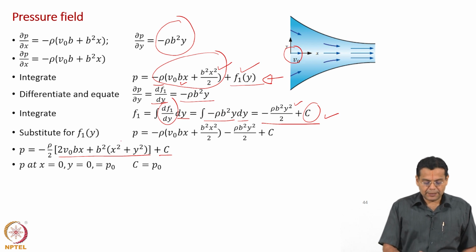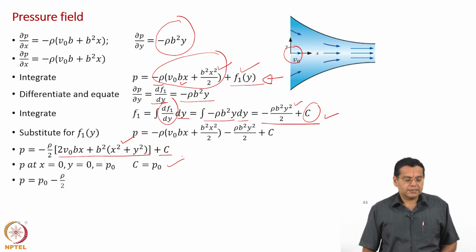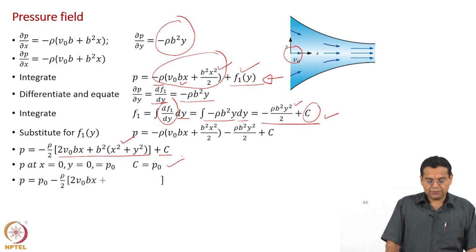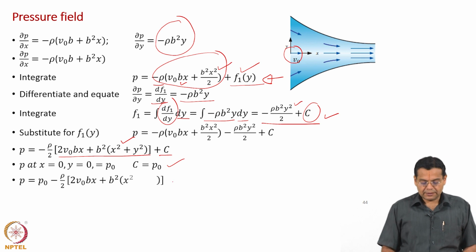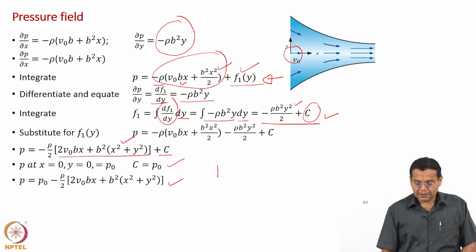P at x equal to 0, y equal to 0 is p naught. So, if we substitute here, the first term will vanish and the left hand side will be p naught. So, c is equal to p naught. So, let us substitute, and that is the pressure field, p is equal to p naught and then this term which I have already seen. So, this gives you p as a function of x comma y.